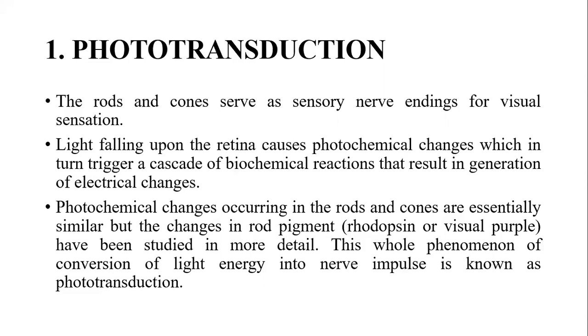So when light falls on the retina, it is received by the layers of rods and cones, and a change happens. Chemical and biochemical reactions happen there, and electrochemical signals are produced, because only the nerves can carry them. Light cannot be transmitted through the nerve, so that is why all these changes happen. So this whole phenomenon of conversion of light energy into nerve impulses, once the electrical changes form and become a nerve impulse, is known as phototransduction.